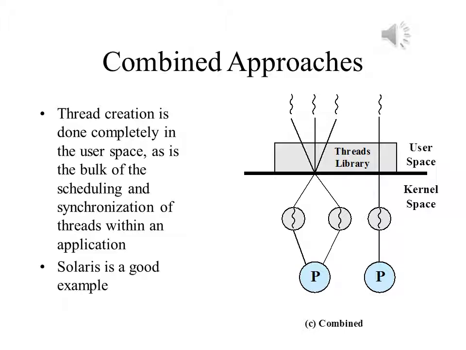Solaris is a good example of an operating system using this combined approach. The current Solaris version limits the user-level thread to kernel-level thread relationship to be 1-to-1.